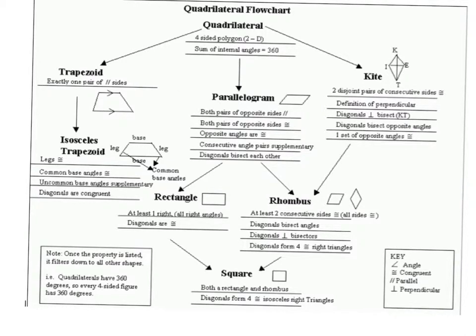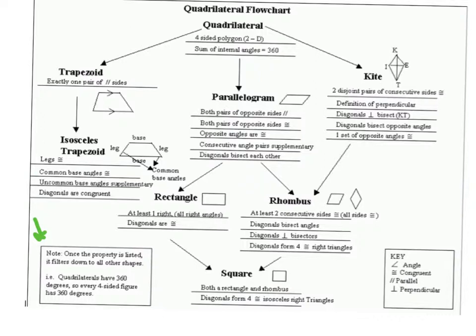All right, so I'm just going to take you through the quadrilateral flow chart and define some things and point some things out. So we're going to go piece by piece here. But before we do that, let's take a look at this note down at the bottom here. It says, once the property is listed, it filters down through all the shapes.